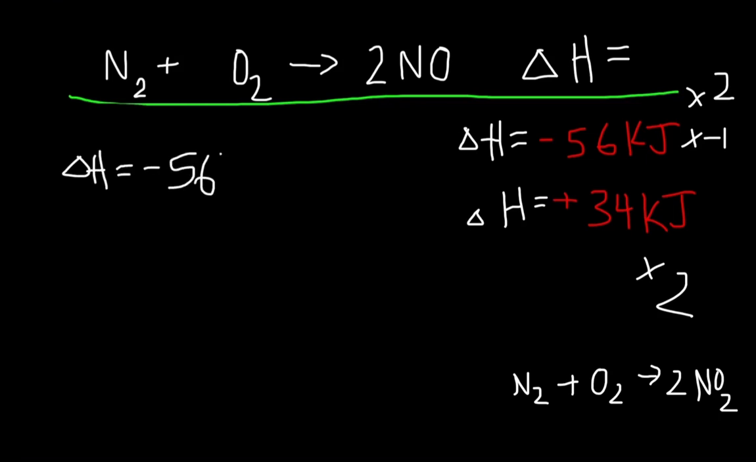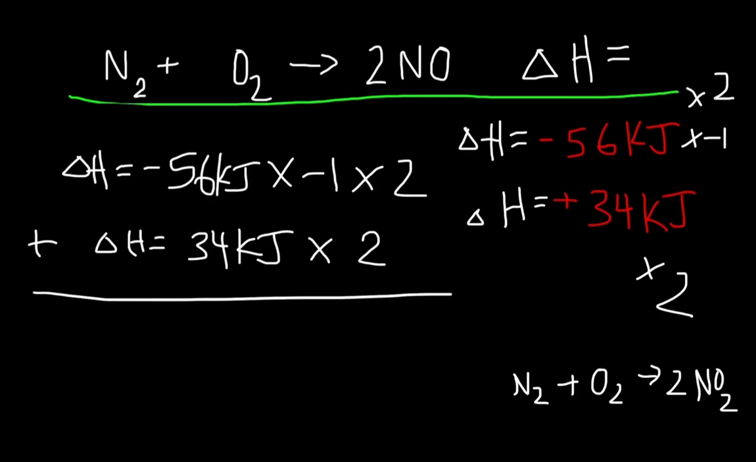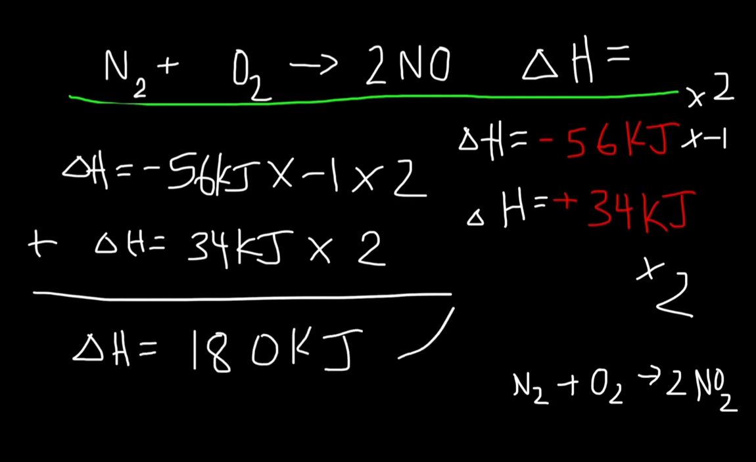Negative 56 kilojoules, but however we made some adjustments, so we multiplied by -1 and then multiplied by 2, and then we'll add it with another one, so that's delta H of 34 kilojoules. And here the only adjustment we made was multiplying by 2. So now add these up on your calculator. So this gives me, so here I get 180, so therefore the enthalpy change of this reaction is 180 kilojoules.